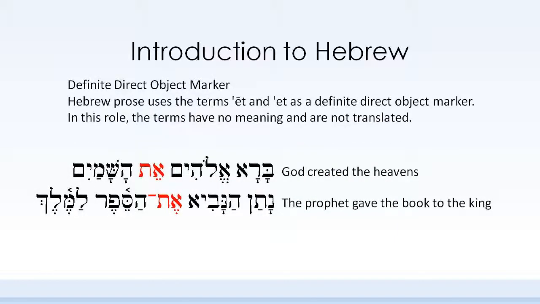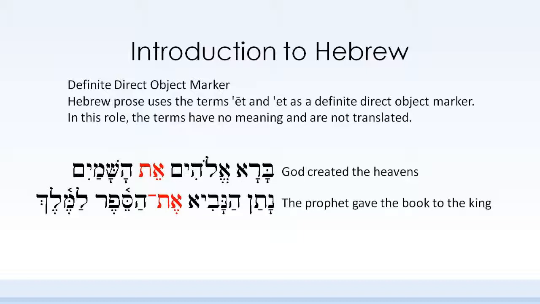Hebrew prose uses the terms ate and et as a definite direct object marker. In this particular role, the terms have no semantic meaning and are not translated. In the two sentences below, we see an example of each kind. The first sentence is, Bara Elohim ate hashamayim.